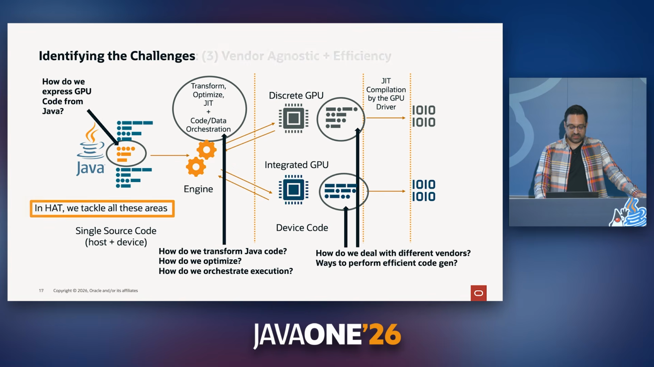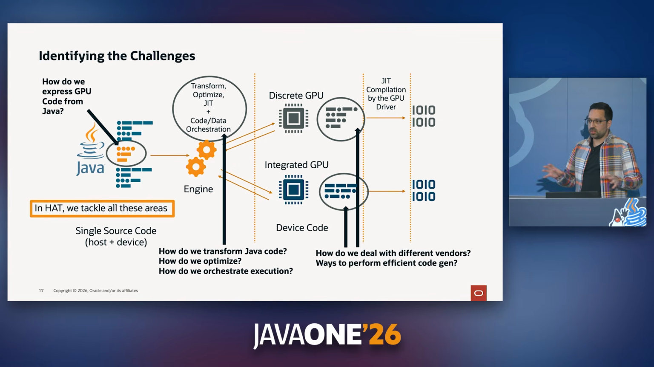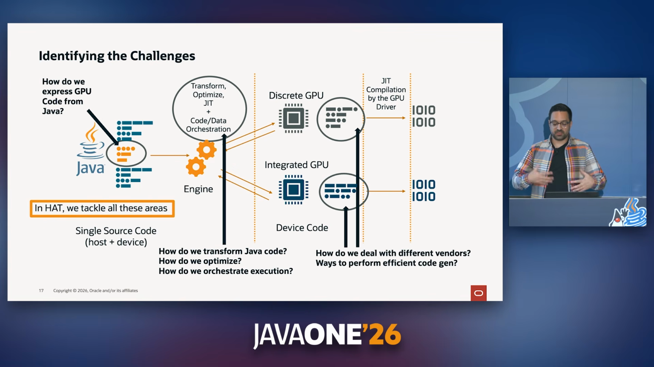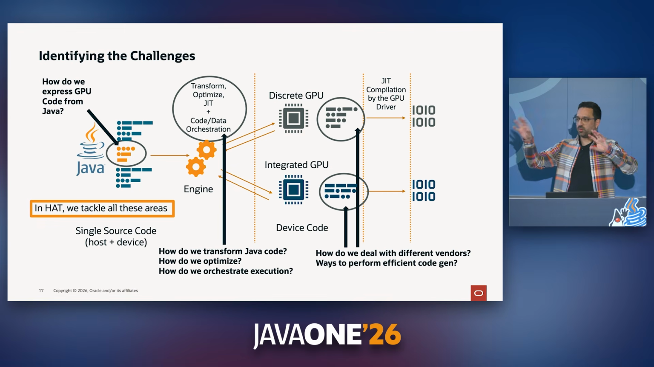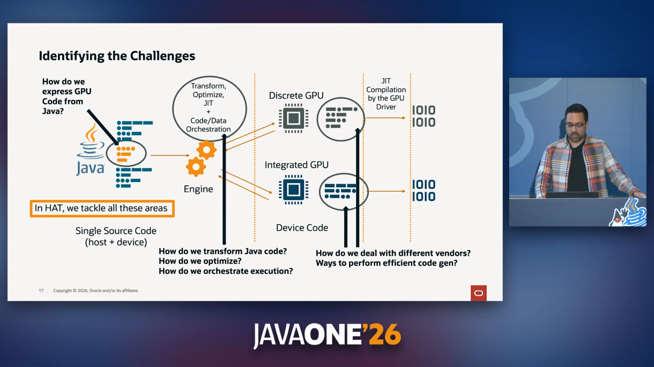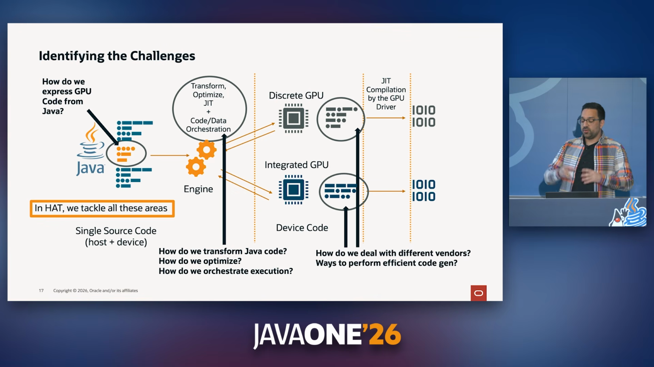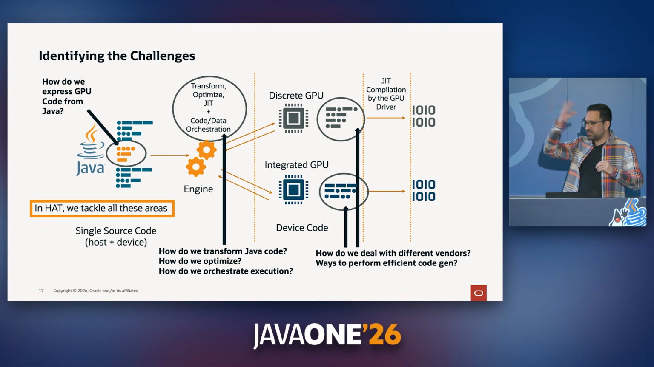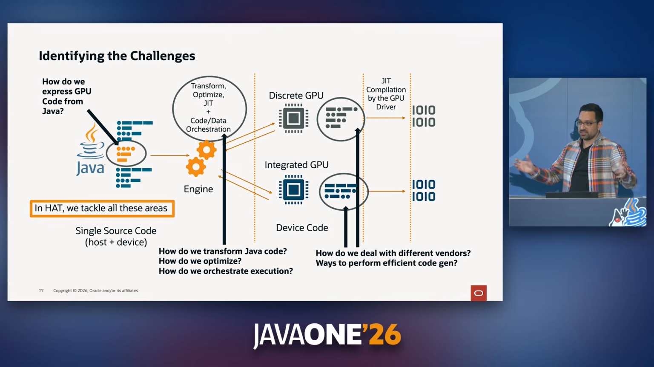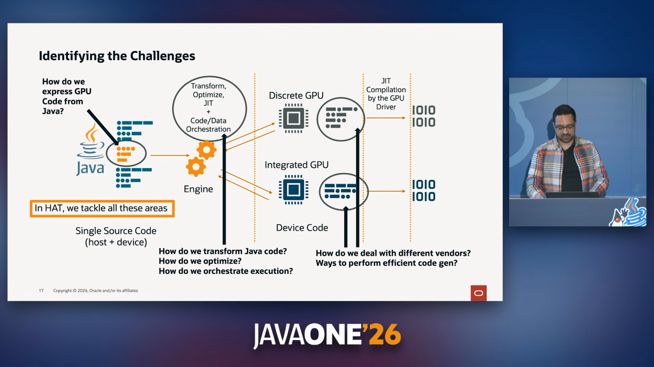So in HAT, we tackle all these challenges in one way or another. In fact, during the rest of the presentation, I'm going to jump all over the place here. So hopefully this gives you a better picture of how Java could run on accelerators. We focus on GPUs, but you can plug in your own accelerator here. Could be an FPGA, could be a tensor processing unit, etc. Could be a RISC-V coprocessor in the future, right?